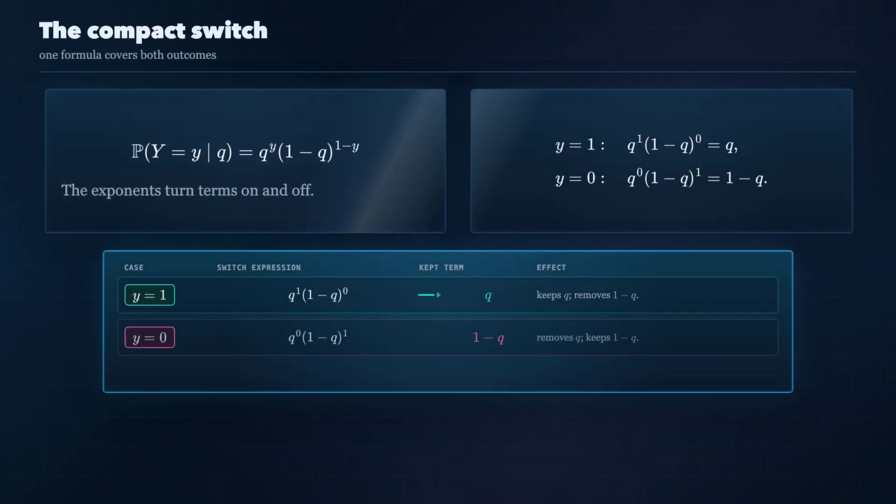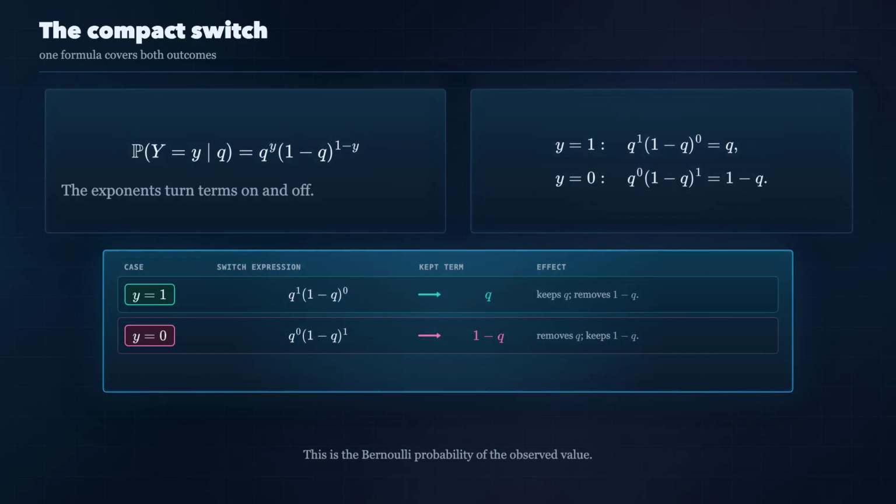The compact expression is the switch. When the outcome is 1, it keeps Q and removes 1 minus Q. When the outcome is 0, it removes Q and keeps 1 minus Q. One formula now covers both outcomes.